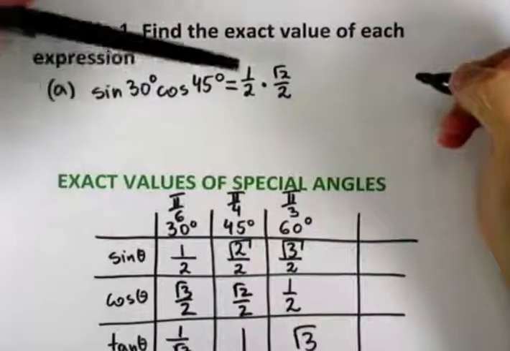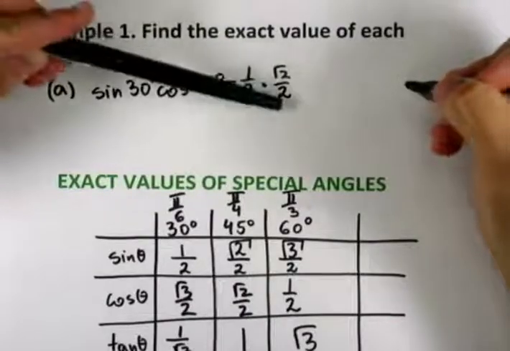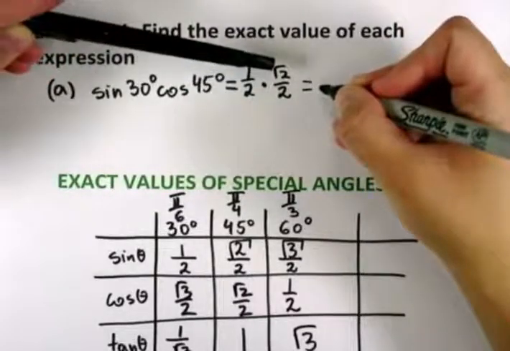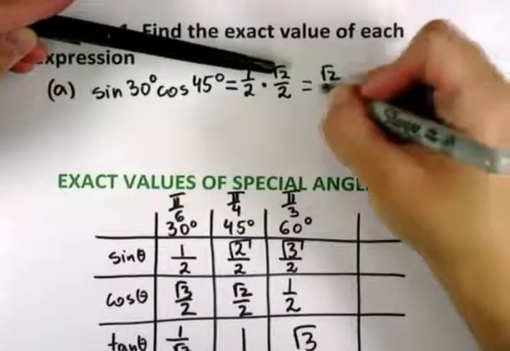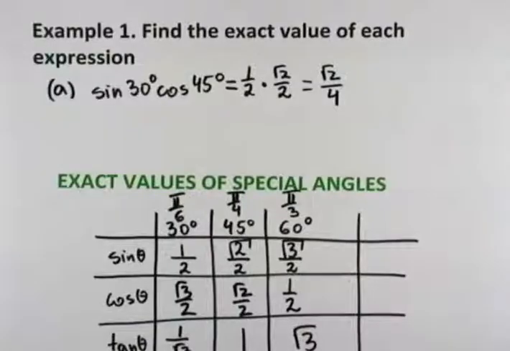Then how do we multiply fractions? Numerator times numerator, denominator times denominator. So 1 times root 2 is root 2, and 2 times 2 is 4. So root 2 over 4 is the exact value.